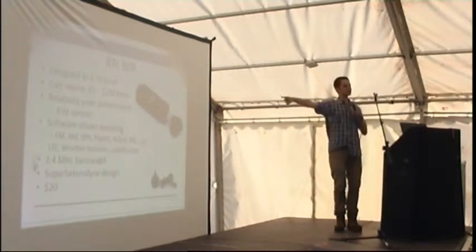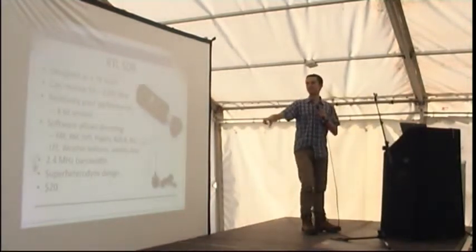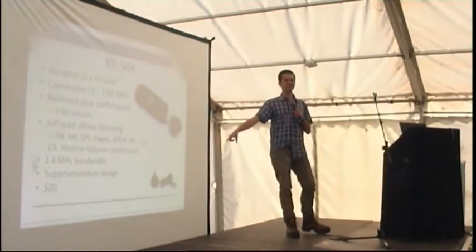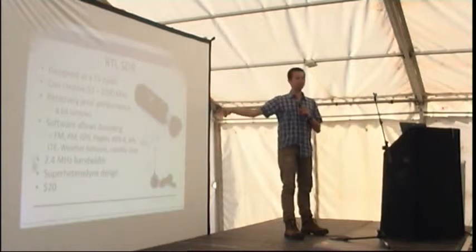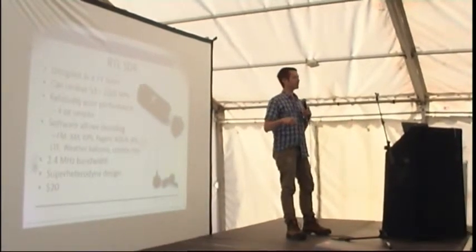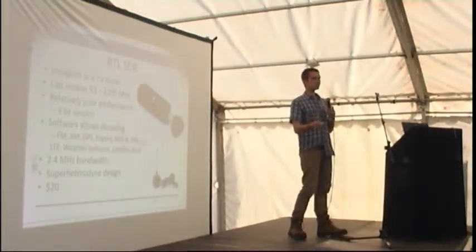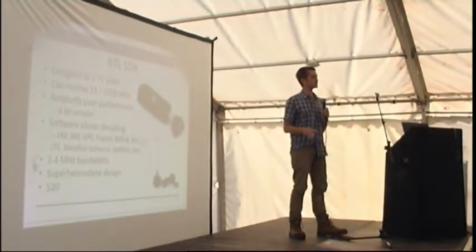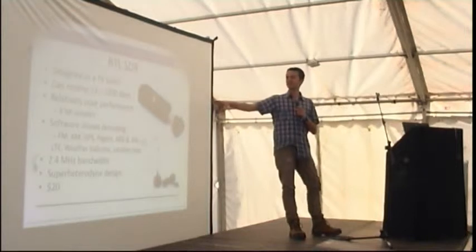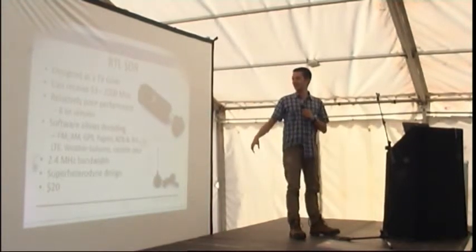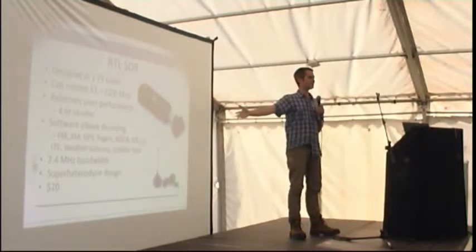And this is what I want you all to go away and buy. It's about 10 pounds, 15 pounds, comes with an antenna, and you just plug this straight into your PC, laptop, Raspberry Pi. There's lots of libraries for dealing with it. And this handles all of the converting into digital signals. And yeah, it's originally a TV tuner.